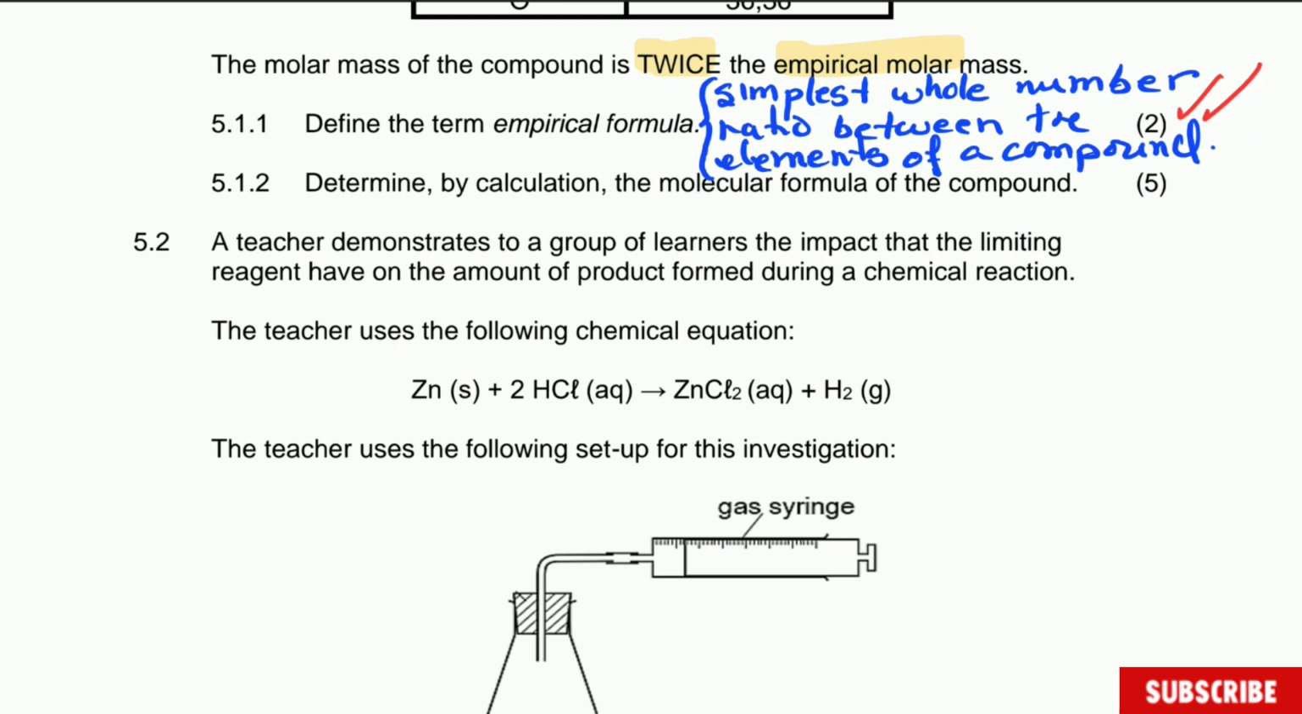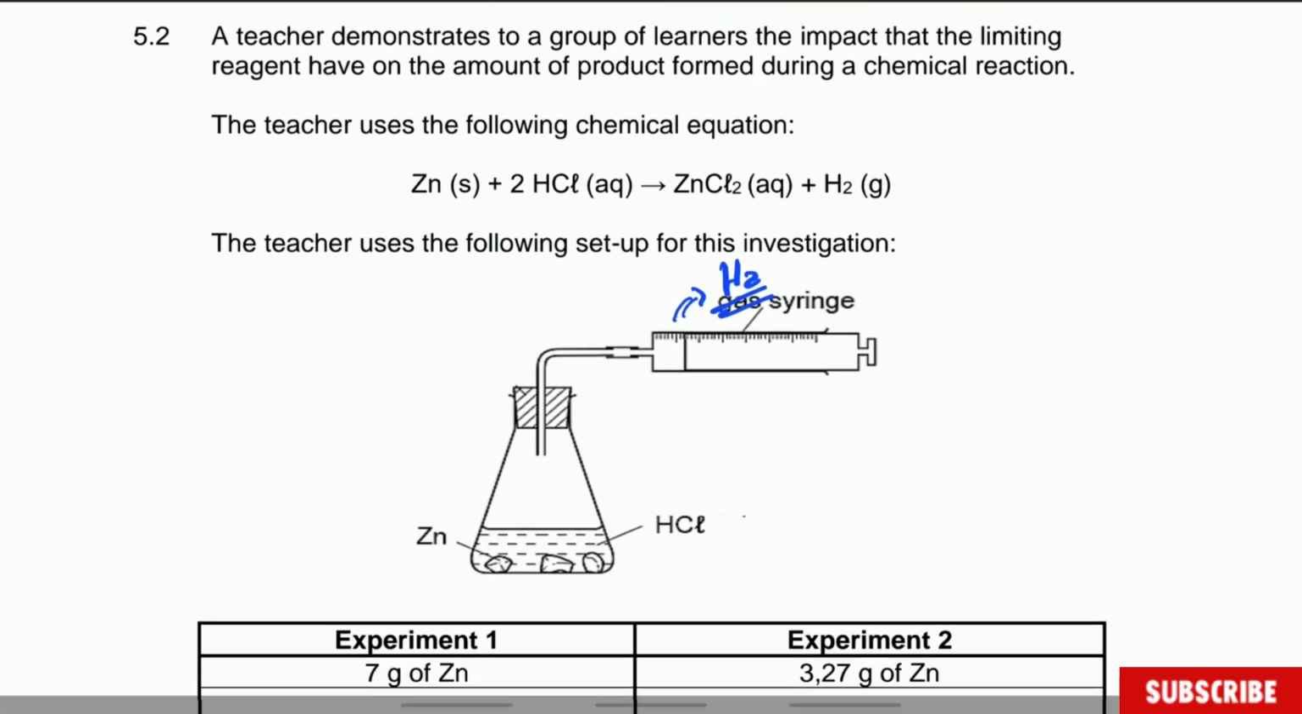A teacher demonstrated to a group of learners the impact that a limiting reagent has on the amount of product formed during a chemical reaction. The teacher uses the following chemical reaction: zinc plus hydrochloric acid will give you zinc chloride plus hydrogen. The teacher uses the following setup to investigate. Note the following here: you are collecting the H2. In this syringe, you are collecting H2, that is the product. So you are measuring the volume of H2 collected, okay?